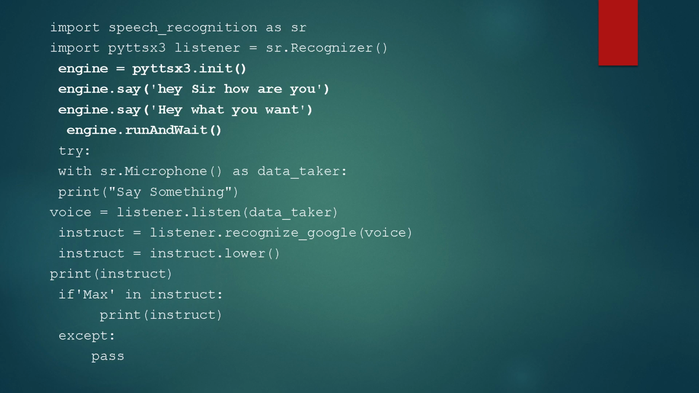engine.say("hey sir how are you"). When you press the personal assistant button, or invoke the personal assistant, the first thing it says is: hey sir how are you, hey what do you want. It's just a formal thing that we are adding predefined. So the system asks hey sir how are you and hey what do you want. We'll have another try and except here with sr.Microphone() as data_taker. The microphone object always goes with data_taker as it only accepts the input given by the user. print("say something"), the same thing happens here also.